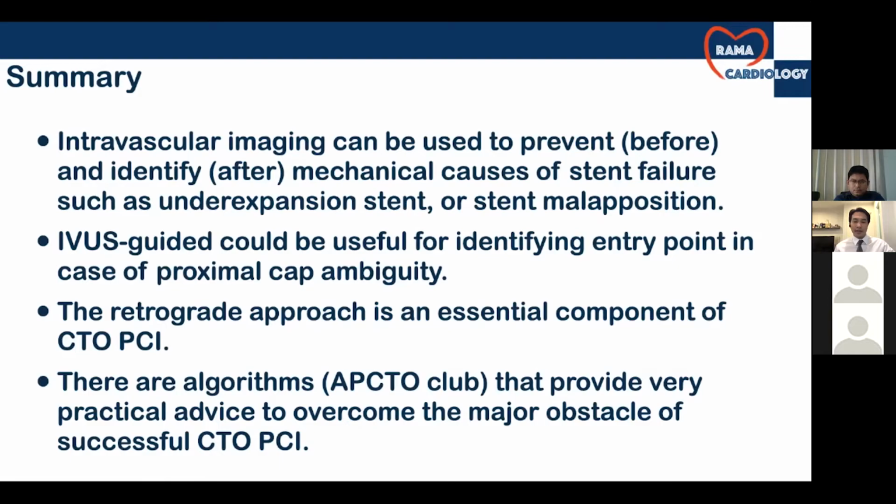And I recommend using the AP CTO club that Dr. Nguyen is a fellow of. I think that algorithm provides very practical advice to overcome the major obstacles of successful CTO PCI like this case. Thank you for your attention.